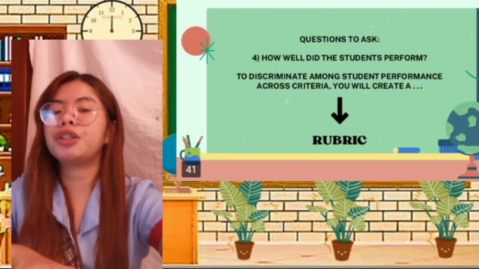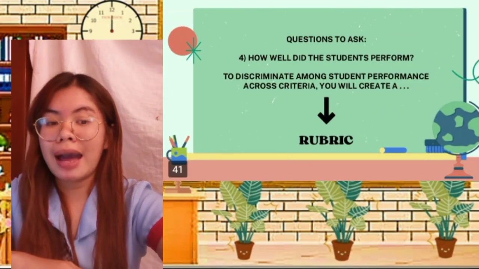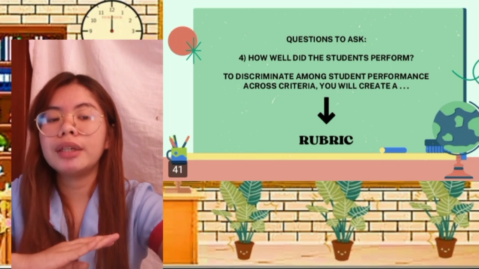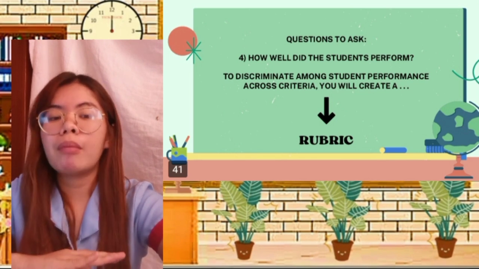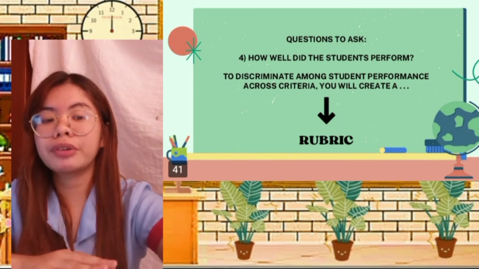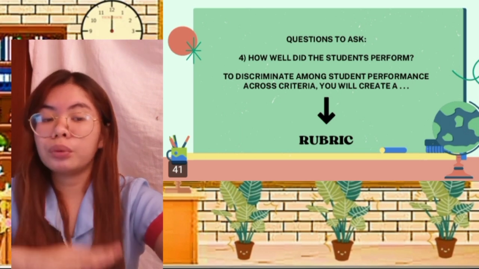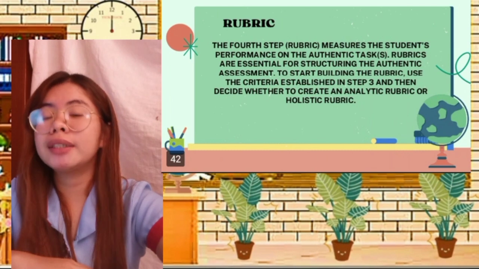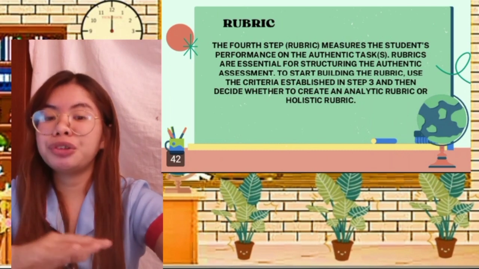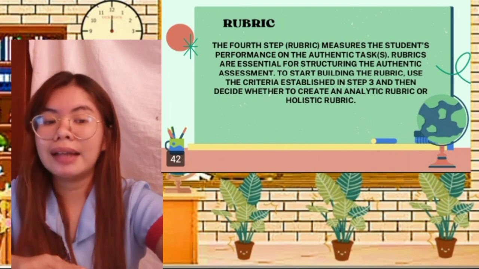Now let's move on to the last step. Question to be asked: how well did the students perform? To determine student performance across criteria, you will create a rubric. So, what is a rubric? So, a rubric is a tool that measures the student's performance on the authentic task.